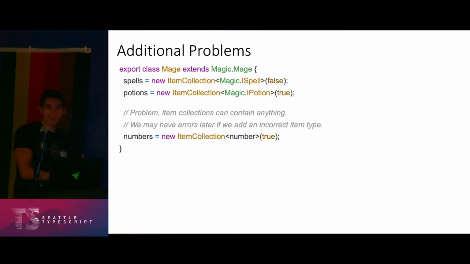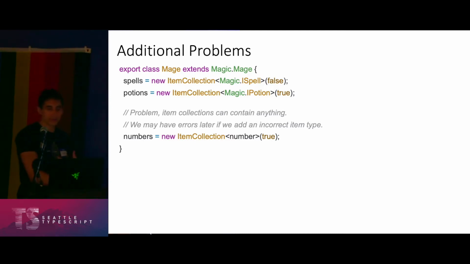You're designing your game, you're adding more and more inventories, you're working with a bunch of other developers, and then somebody adds numbers as an item. And you're looking at it and you're like, well, that doesn't have anything to do with our game about magic and spells and potions. Who added this? How was it even possible? So the problem with our original implementation is that the item collections can contain anything. And we still want to be a little bit more specific than that.